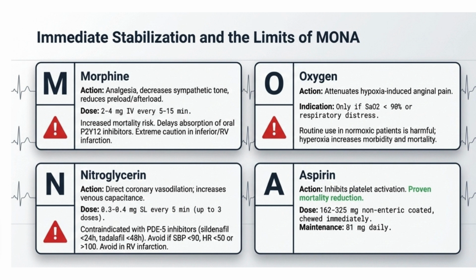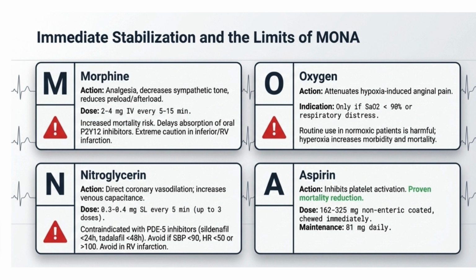Let's move to oxygen. In ACS, supplemental oxygen helps attenuate anginal pain occurring secondary to tissue hypoxia. It should be considered if the patient's oxygen saturation drops below 90%, if they exhibit signs of respiratory distress, or if they have high-risk features of hypoxemia. Excessive supplemental oxygen given to patients without hypoxia can be harmful and is associated with increased clinical morbidity and mortality.